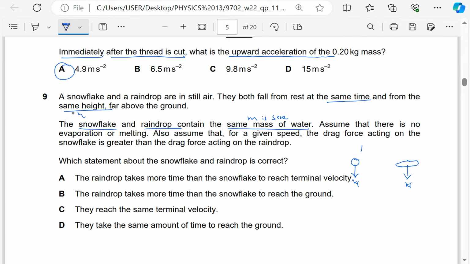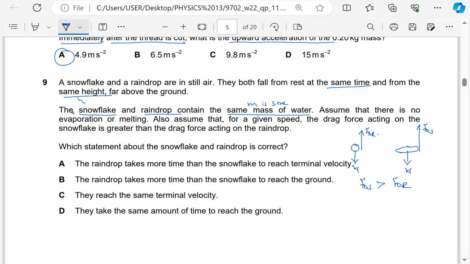But then there is a drag force upwards, and this is FD for the raindrop. This is FD for the snowflake. I'll use R for the raindrop, FD for drag force on the snowflake. So they have said FD for the snowflake is greater than FD for the raindrop. Which statement about the snowflake and raindrop is correct?